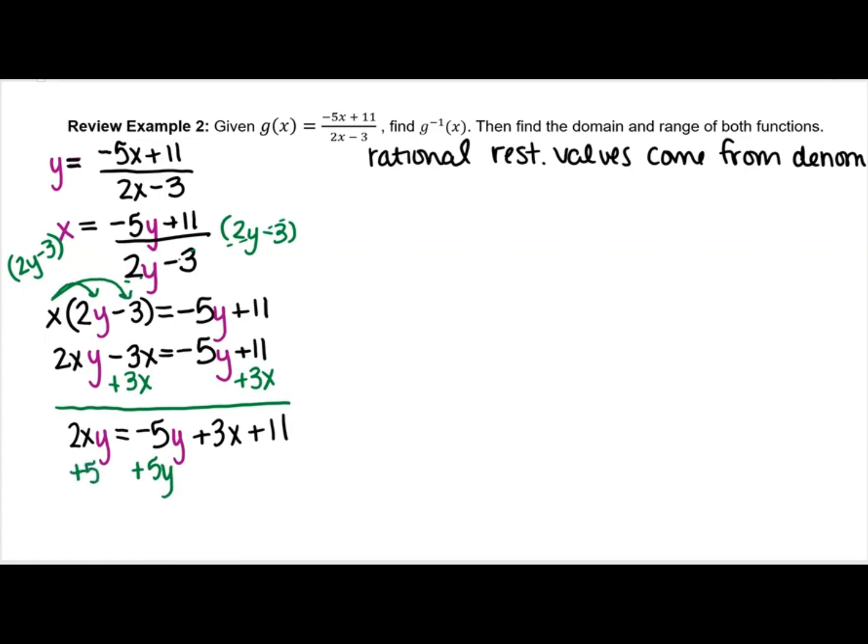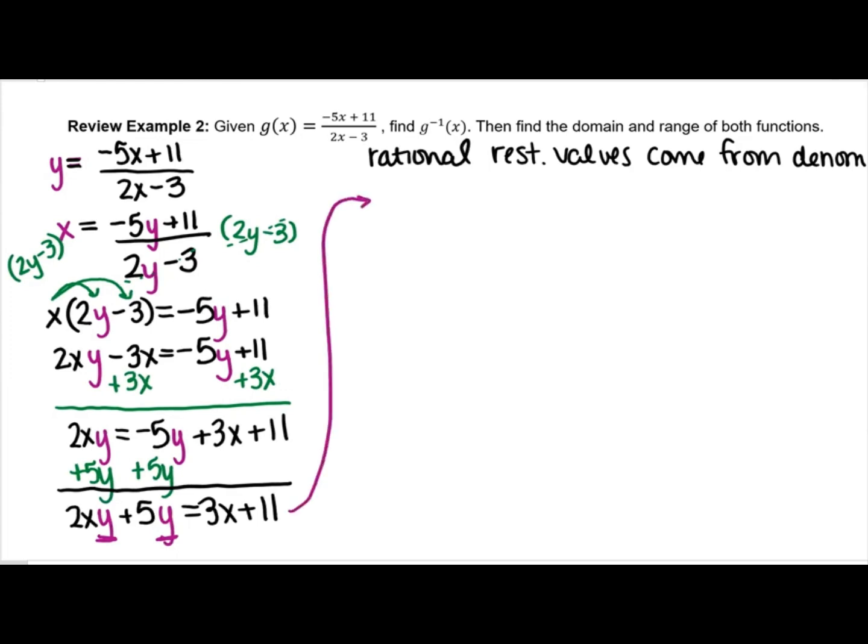5y to both sides. Remember, you can skip this step if you're comfortable doing it in your head and go straight to 2xy plus 5y equal to 3x plus 11. And now notice on the left-hand side, we have a y in both terms, which means that we are going to factor out the y. We'll have 2x plus 5 in parentheses equal to 3x plus 11.